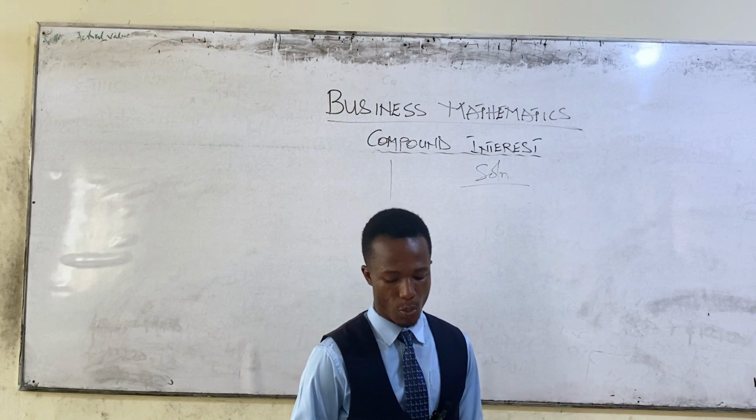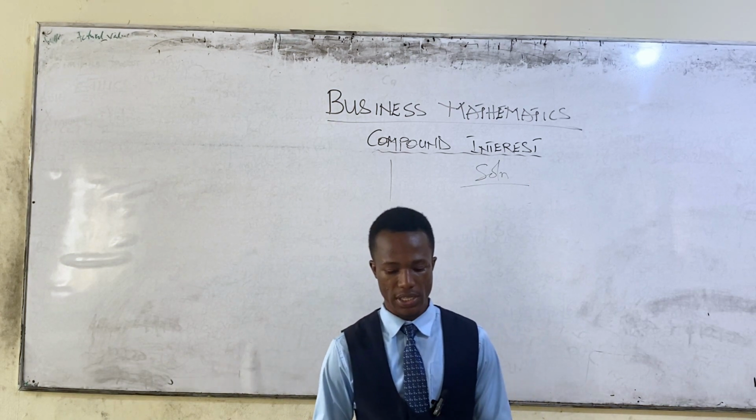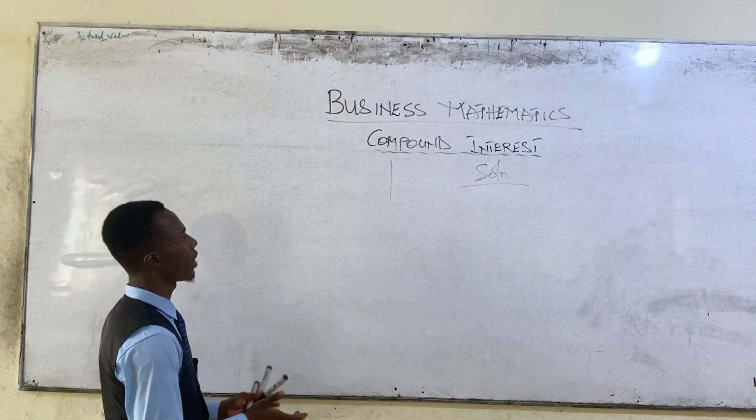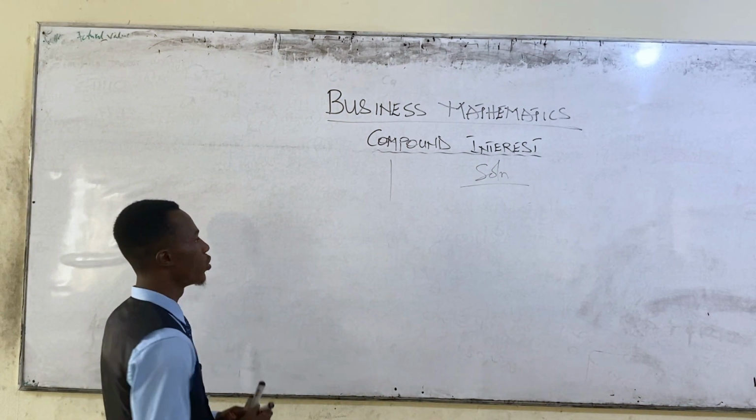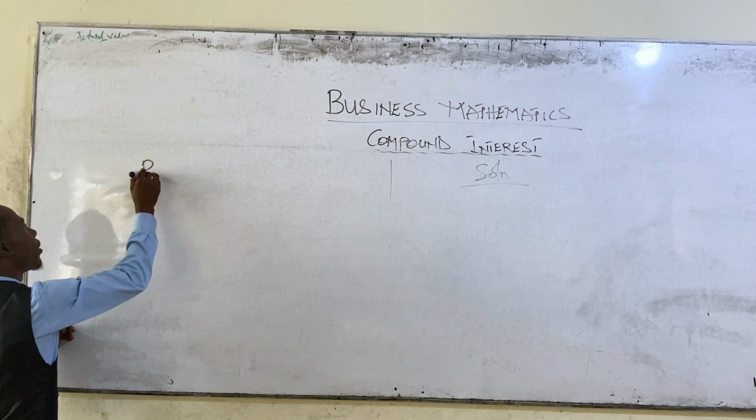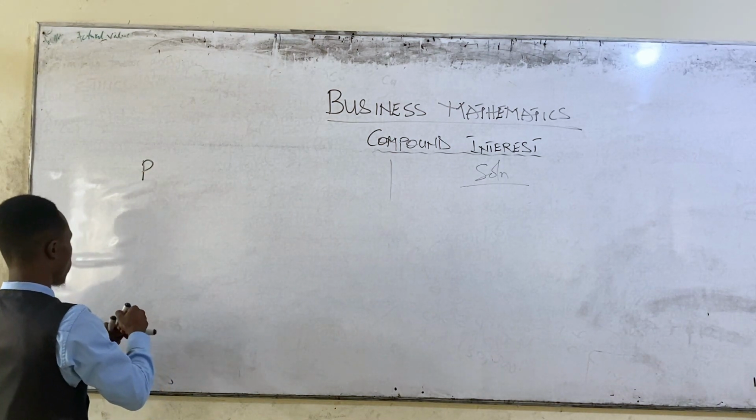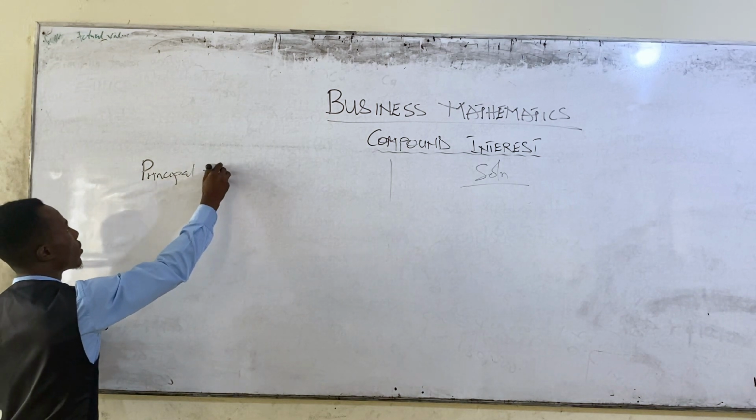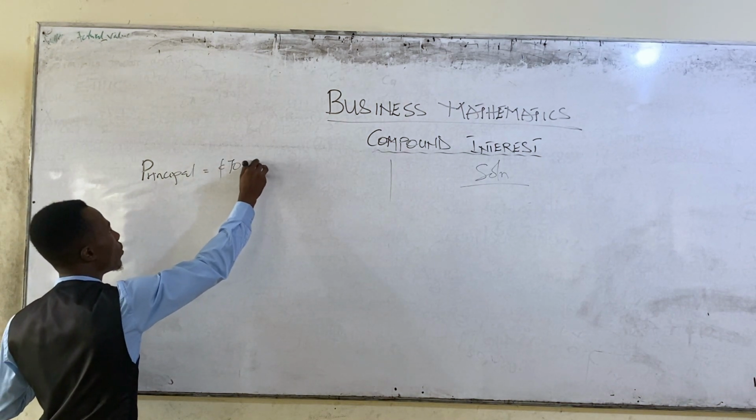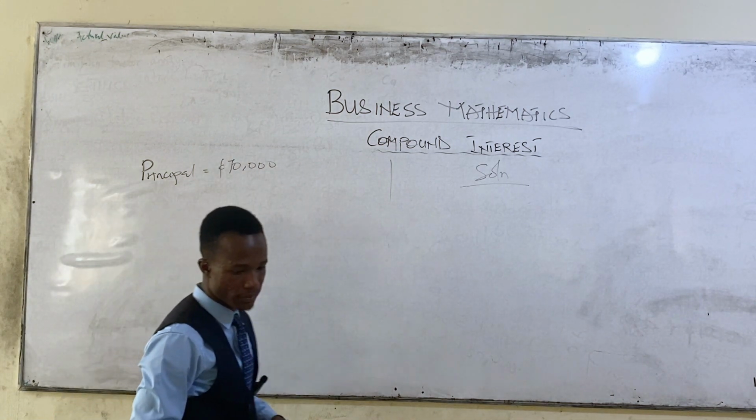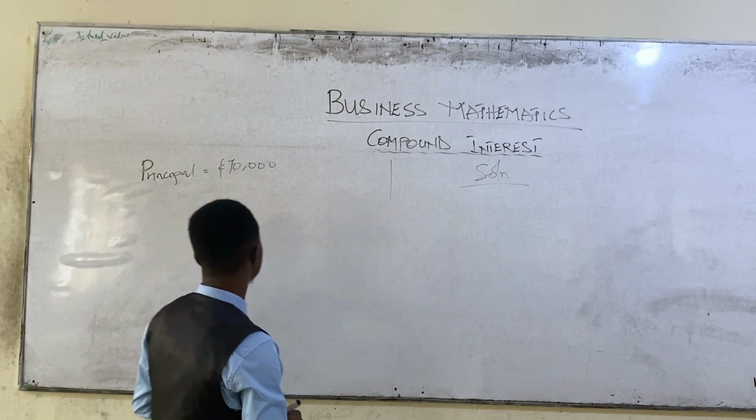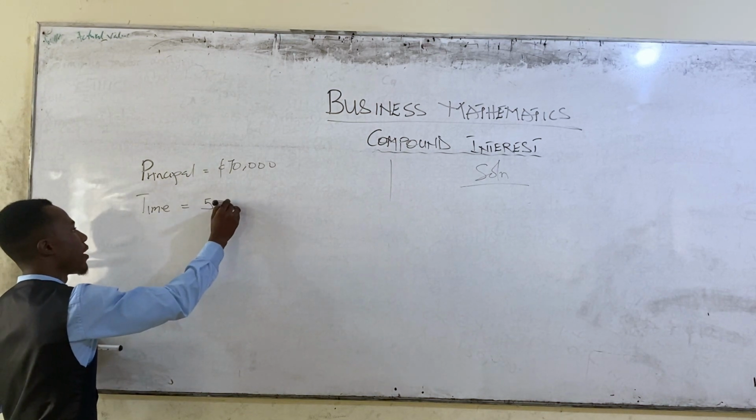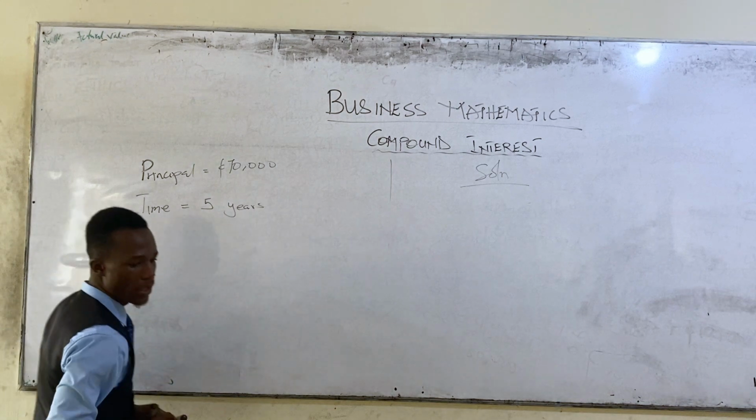Compute the total compound interest and future value of the investment. So we have the principal. Alexandra invested 70,000. So the principal, or the present value, is 70,000. For how many years? 5 years. So we have the time, which is 5 years.